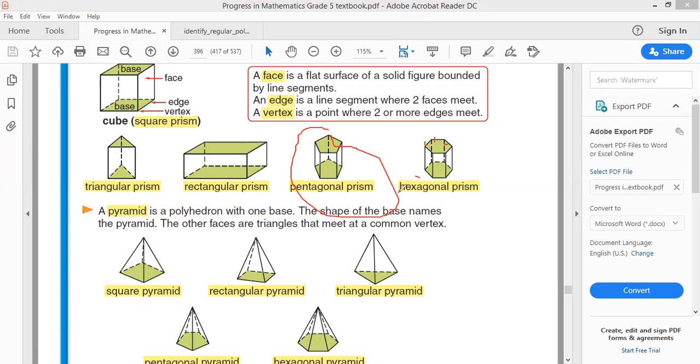With 6 sides, we call it a hexagon. So this figure, we call it a hexagonal prism. First of all, here we studied about prisms. Now we will study about pyramids. What is a pyramid? A pyramid is a polyhedron with one base.